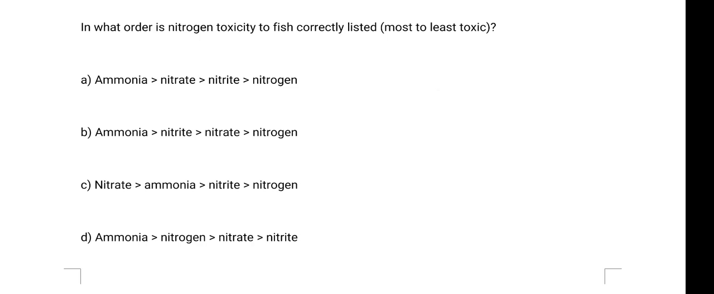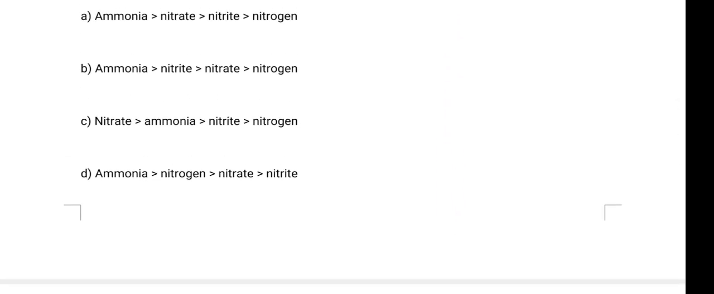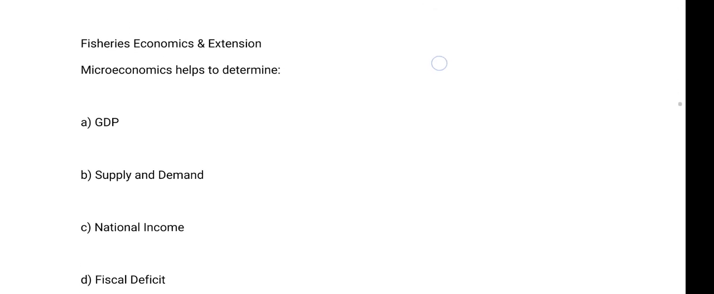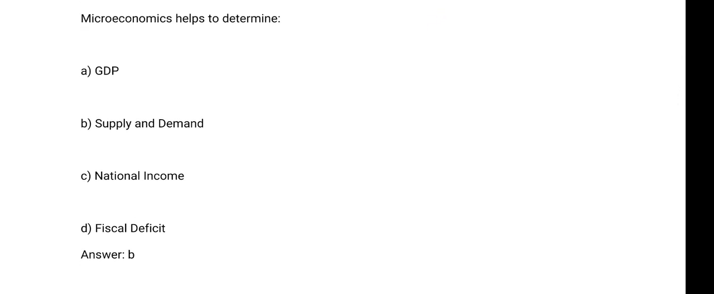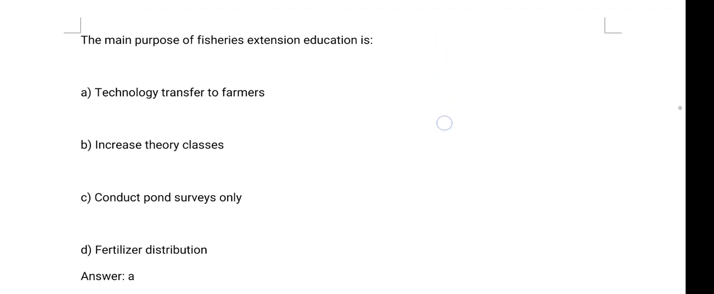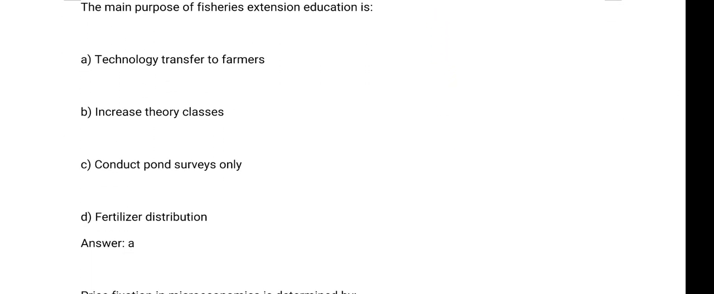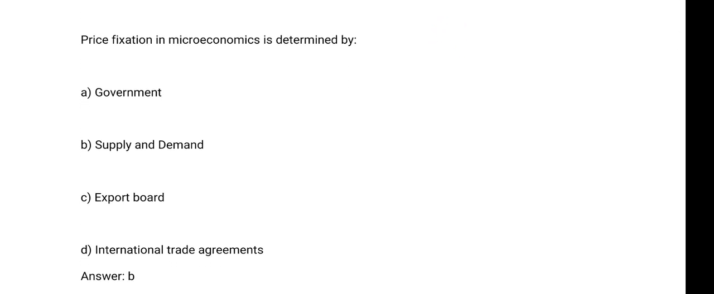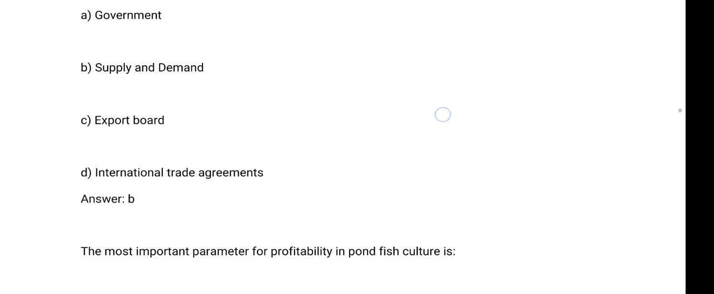In what order is nitrogen toxicity to fish correctly listed, from most to least toxic? So the correct answer is option B, that is ammonia, nitrite, nitrate and then nitrogen. Which is a cold water native fish from the Himalayan region? So it is snow trout. Microeconomics helps to determine, so it helps to determine supply and demand. The main purpose of fisheries extension education is, so it is technology transfer to farmers. Price fixation in microeconomics is determined by, so it is determined by supply and demand.